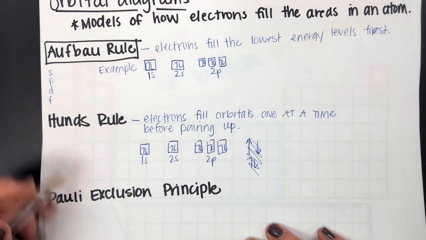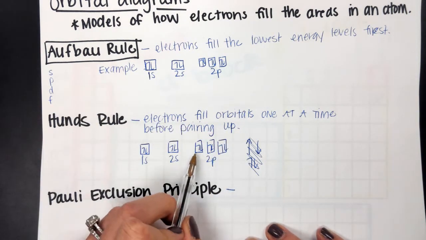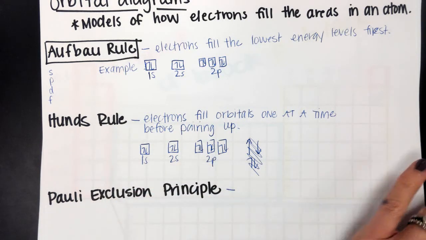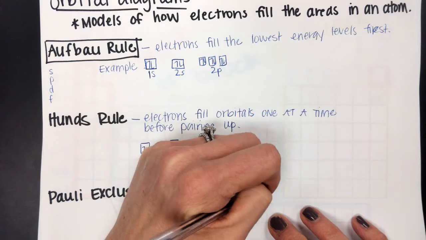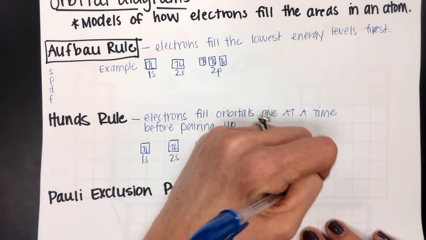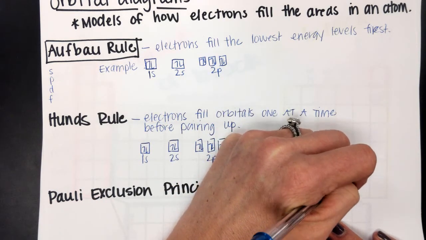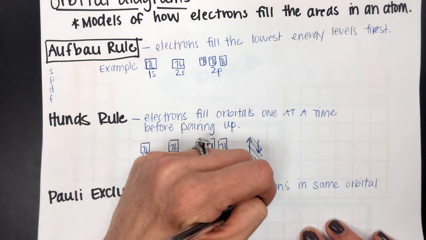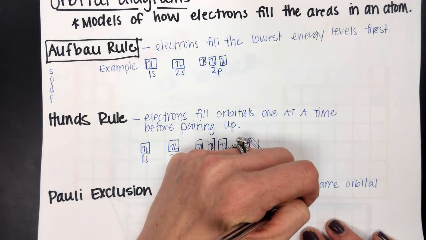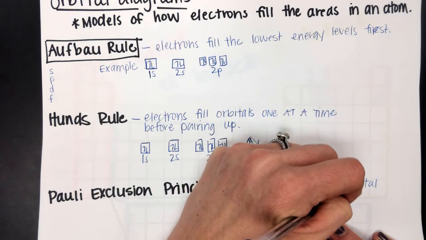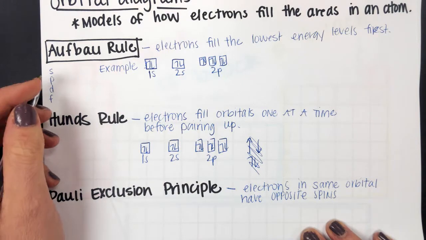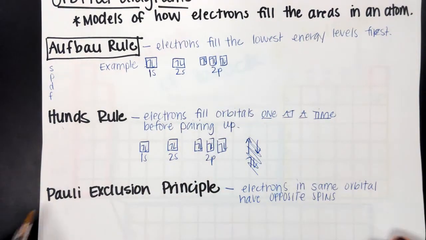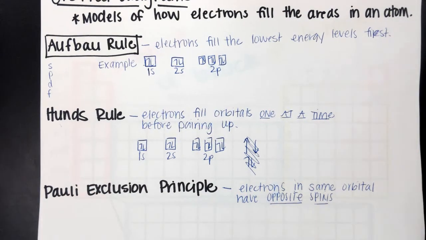Okay, Pauli exclusion principle is going to be the rule that tells you why I've been drawing them up and down. Pauli exclusion states that electrons in the same orbital, so in the same box, have opposite spins. Okay, so Hund's rule is one at a time. Pauli exclusion is opposite spins.